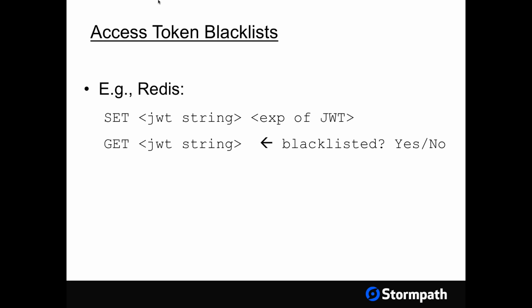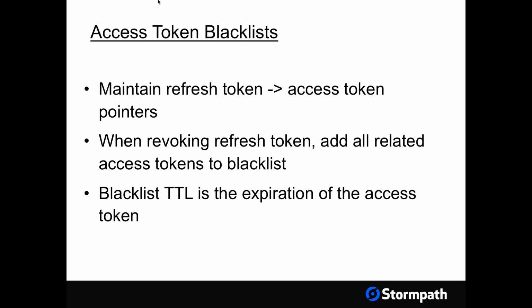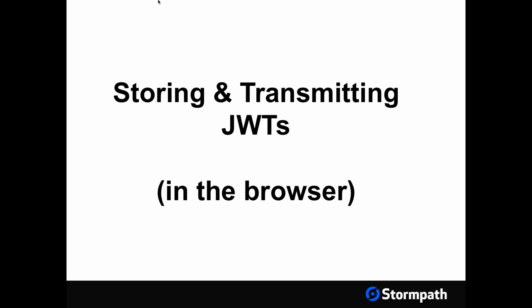So if you're using Redis, it's super simple. You just stuff the access token and the expiration of it in a list. And then when you're checking incoming requests, just do a get on that token. If it exists in the blacklist, reject the request. Otherwise, everything's cool. Okay, so that's a crazy drive-by of the whole access token scheme from the client and server perspective.